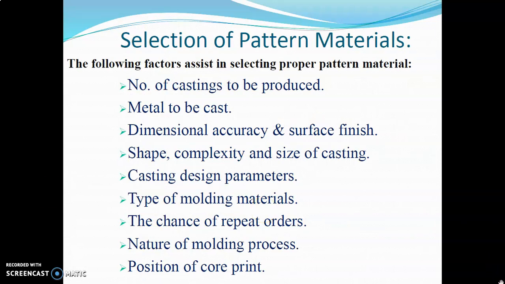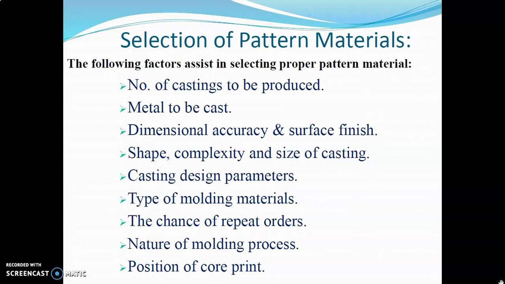Now the very important topic, that is selection of the pattern materials. It is very important because when you select the casting process, the first step is the selection of the pattern material. These are some parameters that will help you identify which material has to be used. First, the number of castings to be produced. Suppose you want to make one piece or 1,000 or a lakh pieces.